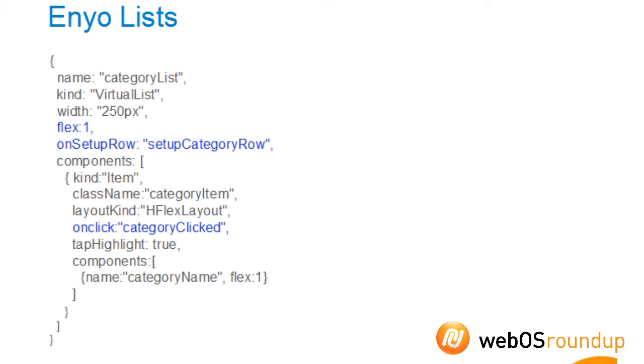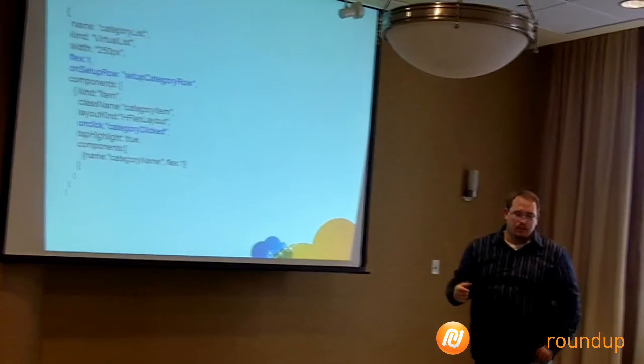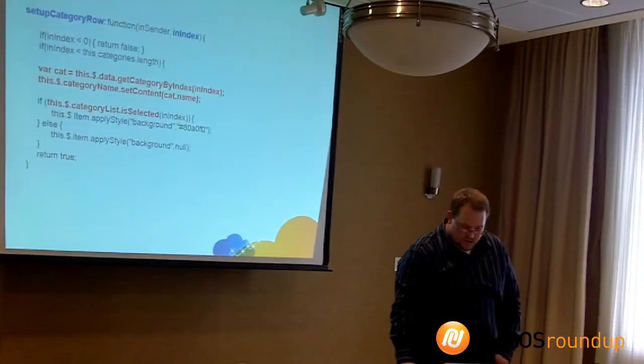Your on-click event, which he's telling it to use category clicked when you click on it. Tap highlight true, so that when you tap on it, it gives the highlight class color to it. Then he's giving it the components, which are category name. And the components for that item kind will actually be each row when it's rendered. And you'll see how it works.